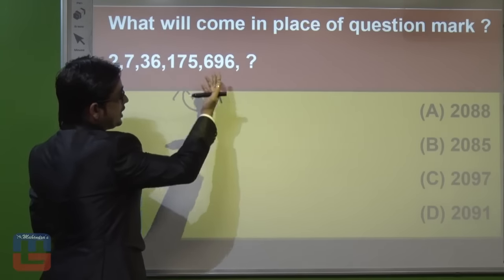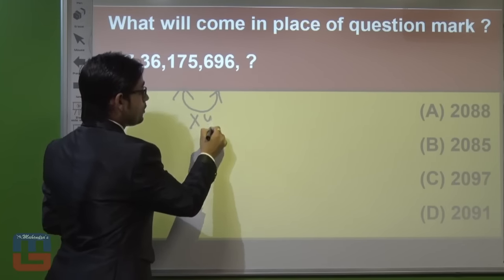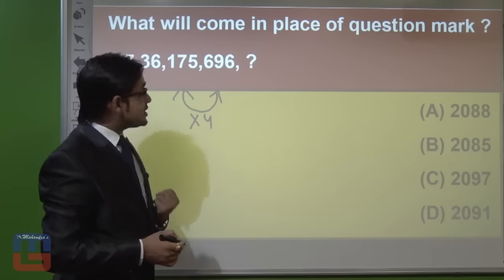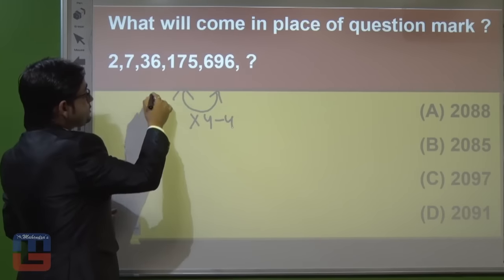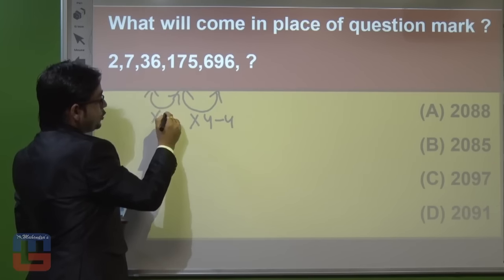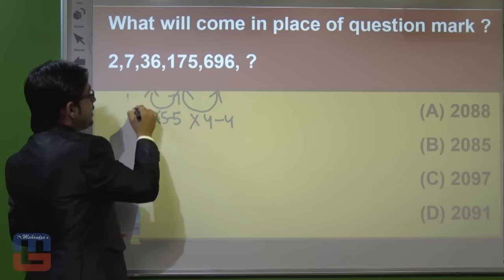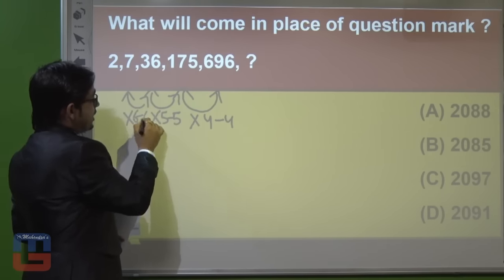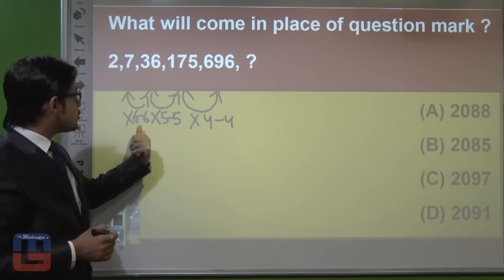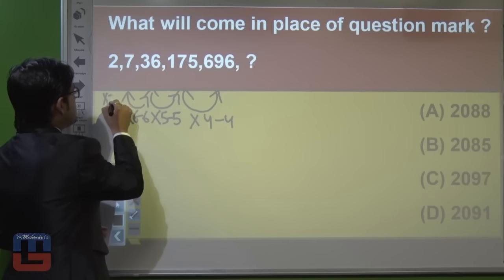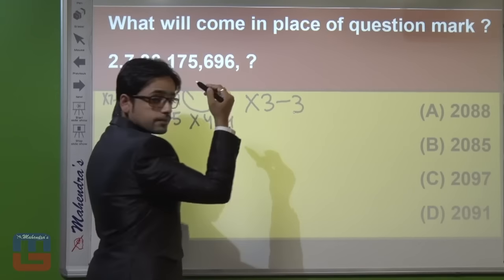Now, if you want to reach 696 from 175, then you have to multiply it by 4. If you multiply 175 into 4, you will get 700, and after minus 4, you will get 696. Next, if you multiply 36 into 5, you will get 180, and after subtracting 5, you will get 175. And just before it, multiply by 6, minus 6. If you multiply 7 into 6, you will get 42, and after subtracting 6, you will get 36. So first will be multiply by 7 minus 7. So next number will be multiply by 3 minus 3.